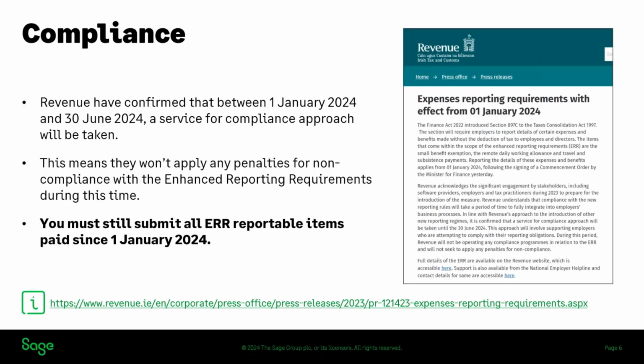Now, a quick note about how Revenue are measuring compliance with this. They are taking a service for a compliance approach from now until the 30th of June 2024, which means during this period, they won't seek to apply any penalties for non-compliance with the enhanced reporting requirements. But they have since confirmed that employers must still submit all ERR reportable items that have been paid since the 1st of January 2024. So it doesn't mean it's optional up until the end of June. It just means that if you do it before the end of June, you won't get any penalties for non-compliance.